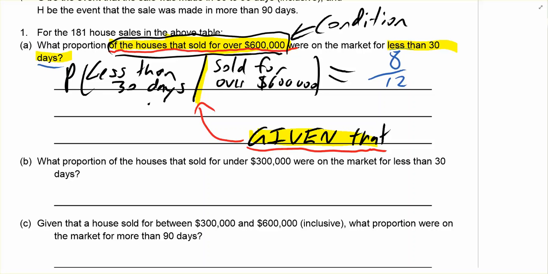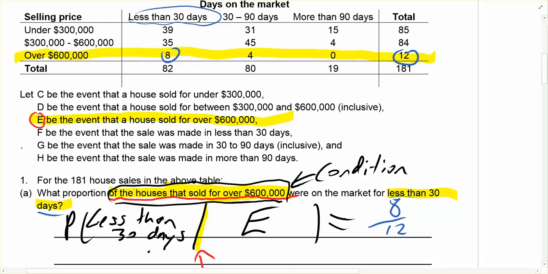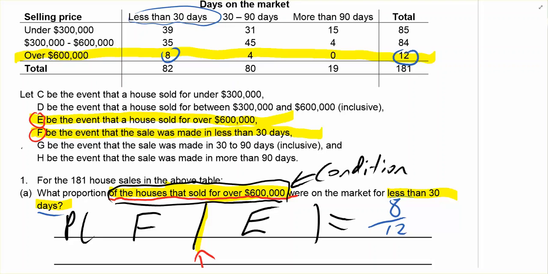Now, I can't be bothered writing all those words out every time, so we're going to shorten them. Sold for over $600,000, we're shortening to E. E for expensive. And less than 30 days, we're calling F. F for fast. So the probability of F given E. Sells in less than 30 days, given that it sold for over 600,000.